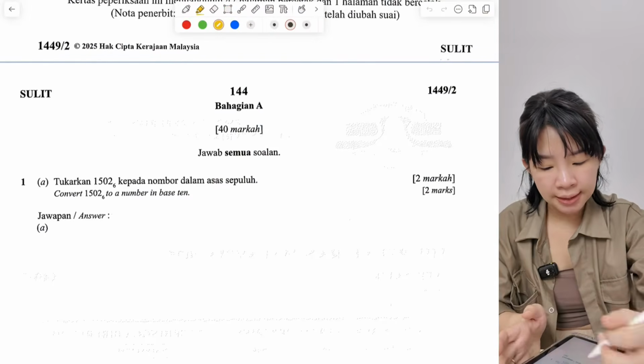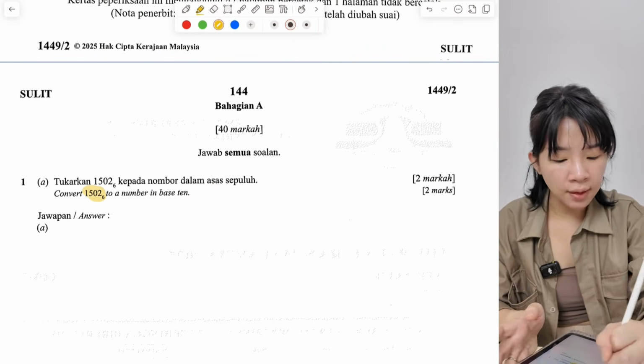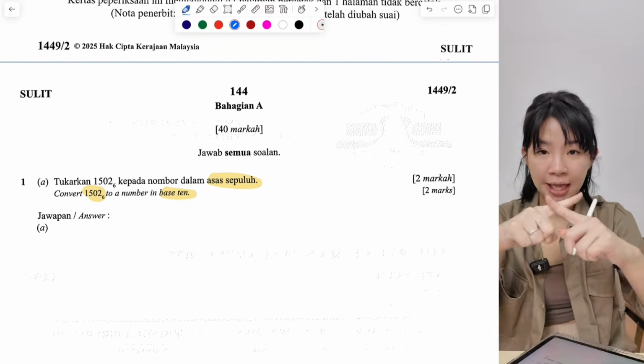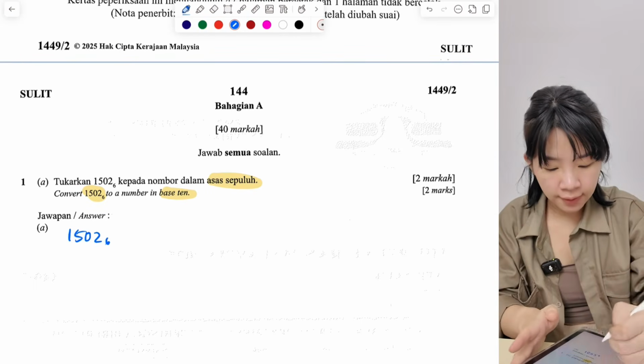Okay, let's look at question 1. Convert this number 1502 base 6 to base 10, asas 10. When you want to convert to a bigger base, we multiply. So 1502 base 6, change to base 10.